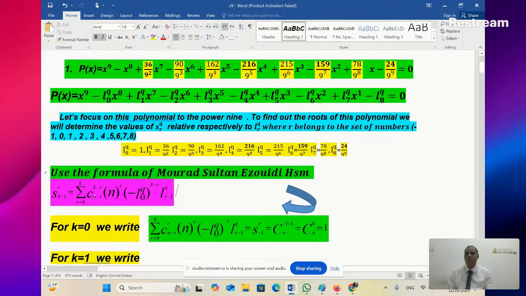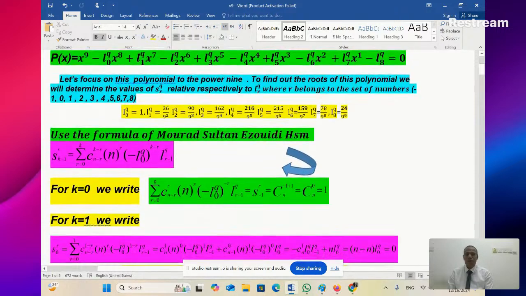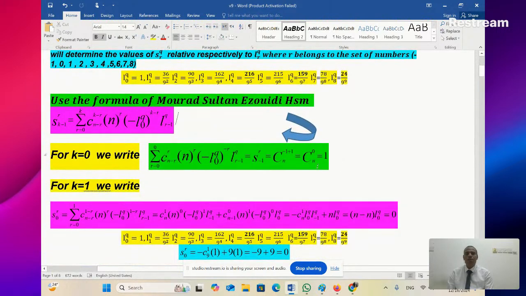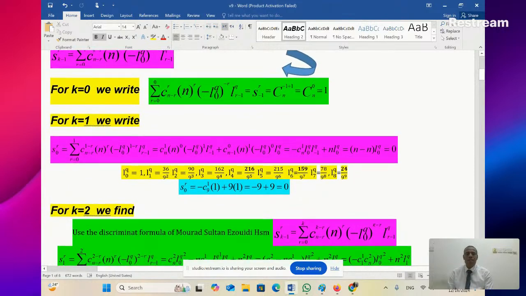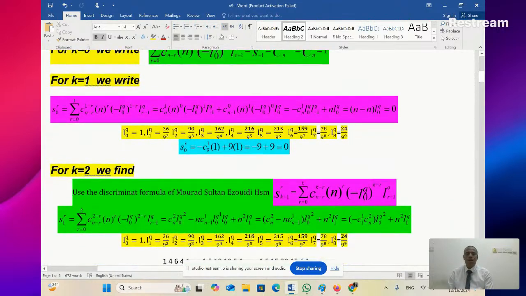Okay, so the formula of mine is S subscript k minus 1 over the r, the sum from 0 to k, combination n minus r choose k minus r, n raised to the power r between parentheses, negative L0 for the raised to the power k minus r times L r minus 1, L r minus 1 for the q. Now by convention, according to me, S minus 1 is equal to 1 because the combination of n to 0 is 1. S0 is the sum of the nine roots of the nth degree polynomial equation that I'm looking to solve.